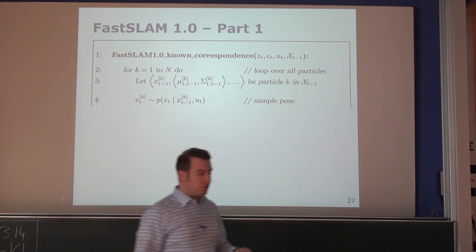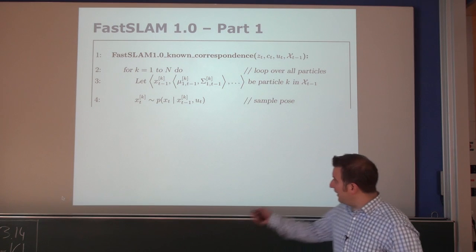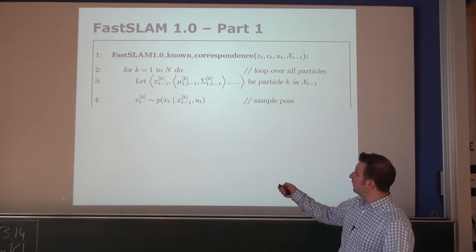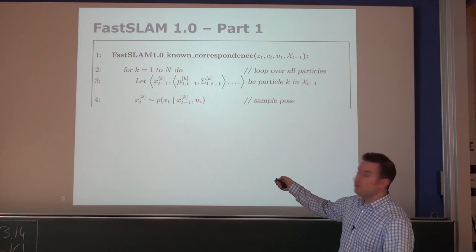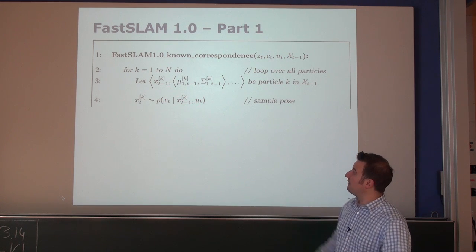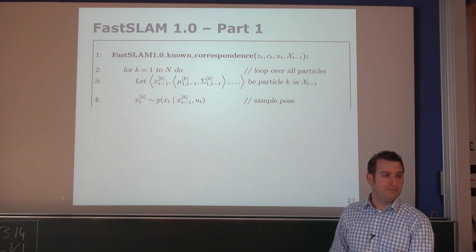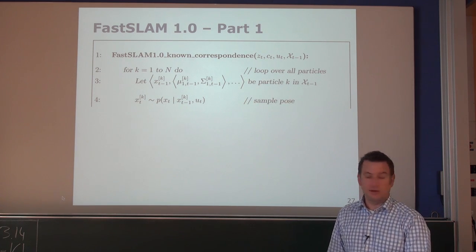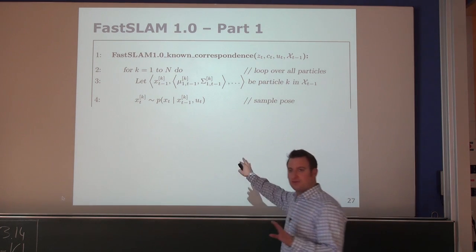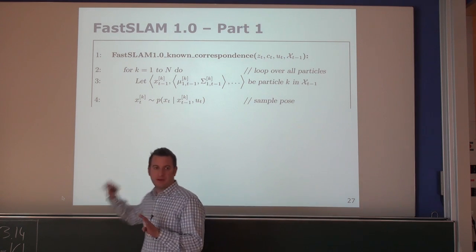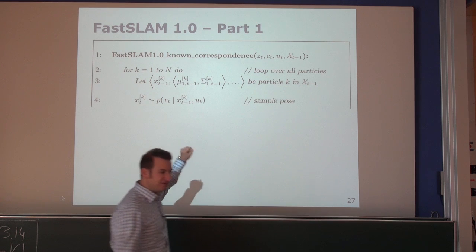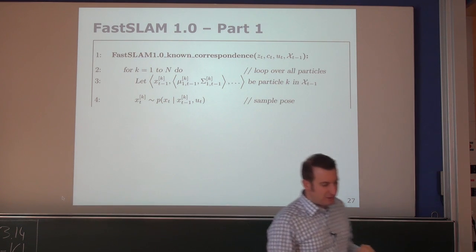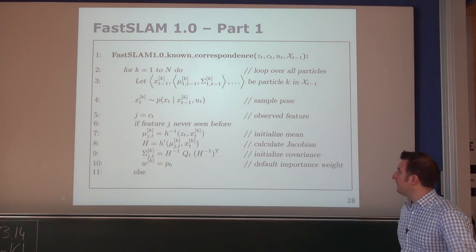So the first thing we do, we say, okay, given the current pose at time t minus 1 of that particle and the odometry command ut, I sample a new pose for that sample. Standard odometry motion model sampling as in Monte Carlo localization. Okay, first part was easy. This is a prediction step. Now let's go into the correction step.